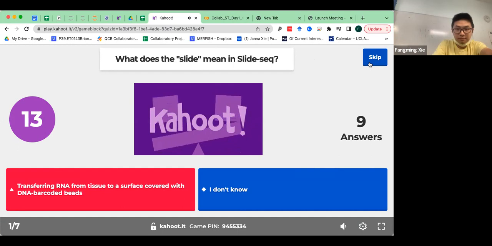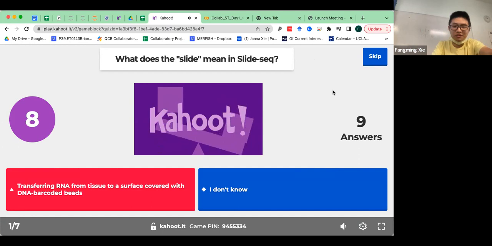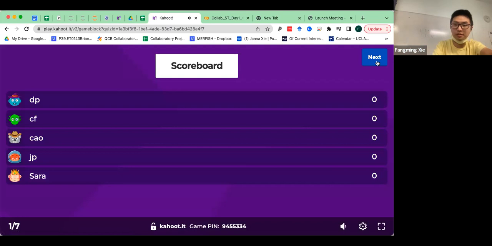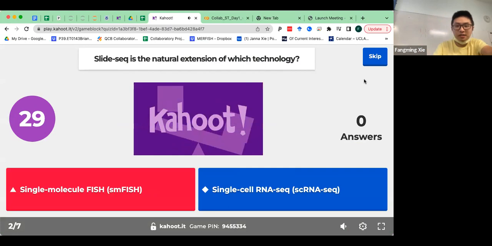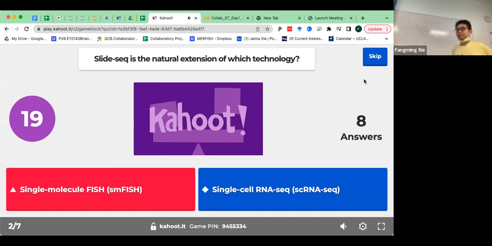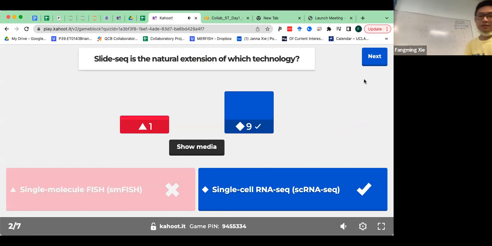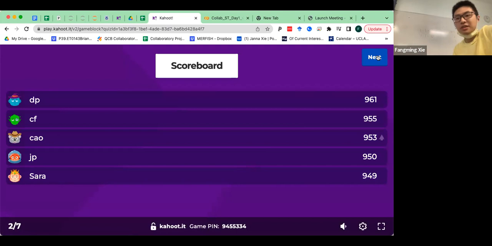Again, just to make sure everyone is on board before we actually go into it. SlideSeq means transferring RNA or whatever to a surface barcoded with DNA beads. SlideSeq is the extension of which one? Yeah, exactly. Single molecule FISH is for MERFISH. Single cell RNA-seq is for SlideSeq, except in SlideSeq, single cell actually knows where they are in the tissue section, but it's no longer single cell, strictly speaking.